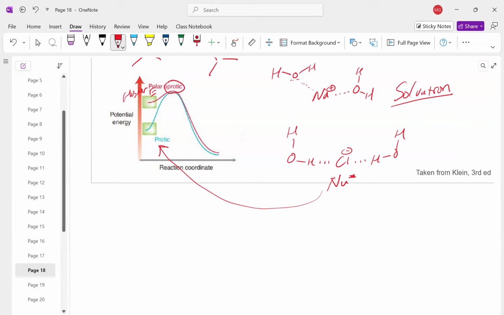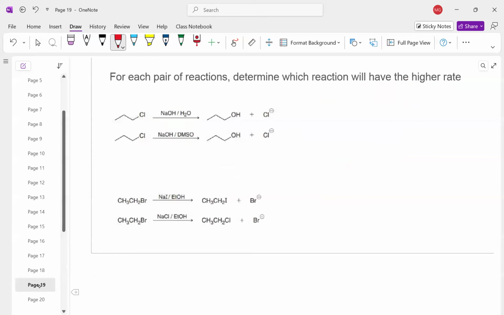And the energy of the reactants is much less than the energy of what the reactants would be if it's done in an aprotic solvent. So let's do a little bit of practice, and then we're going to move away from SN2. So for each of these pairs of reactions, we're going to figure out which one will have the higher rate.